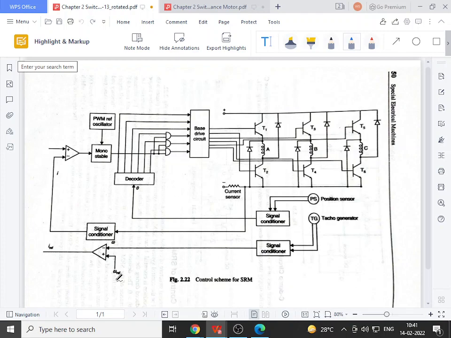What will the first condition be? Omega is greater than omega reference. If omega is greater than omega reference, it produces an output. Second condition, omega is equal to omega reference, it produces an output pulse.